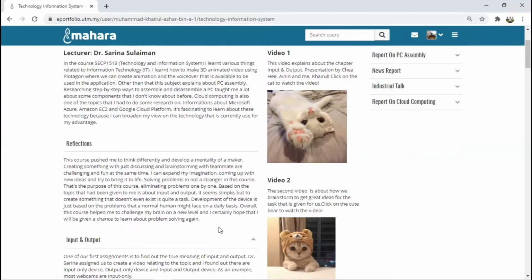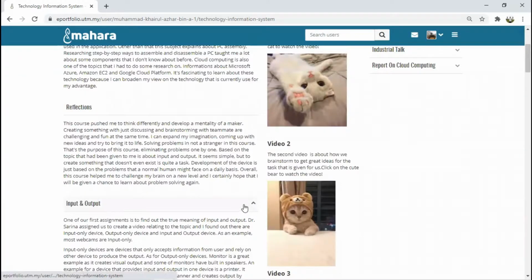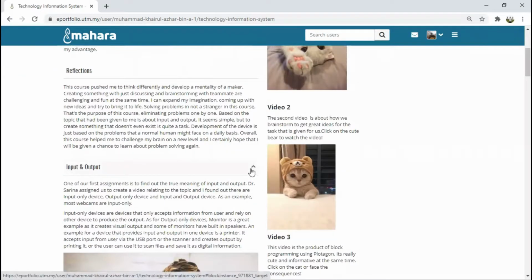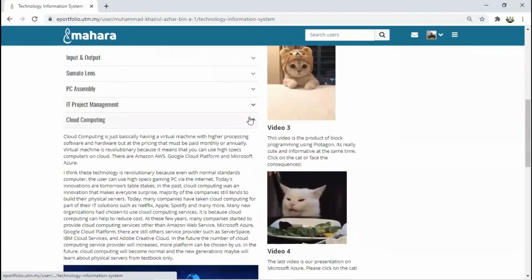Okay, for the reflection of this course, it really pushed me to think differently and develop the mentality of a maker, which is someone who creates something rather than just using what is available in the store. With this skill, I can solve problems more easily because it trained me to solve problems and overcome them by using technology or something related to IT.